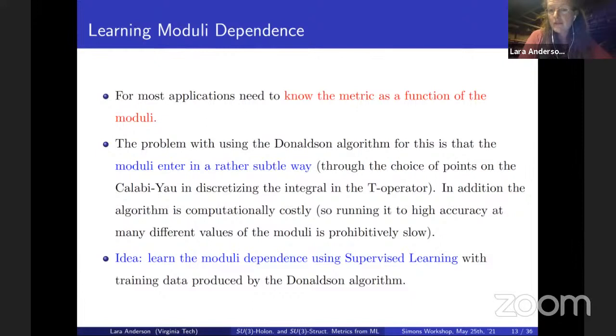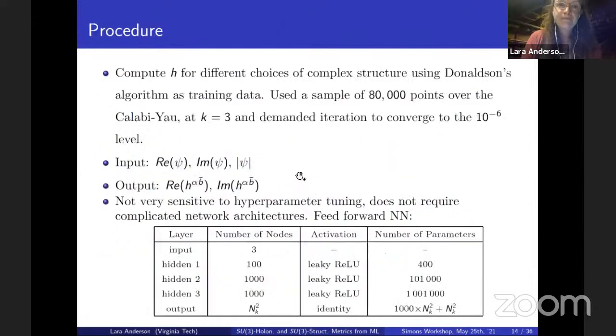And in addition, the algorithm, as I already mentioned, is extremely computationally costly. So if you're going to run it for 2 months on a supercomputer cluster, running it for different values of the moduli to try and somehow extrapolate moduli dependence is prohibitively slow. So the first idea is, can the moduli dependence of the metric using Donaldson's algorithm be learned using supervised learning with training data produced by the Donaldson algorithm? So we'll turn to that first.